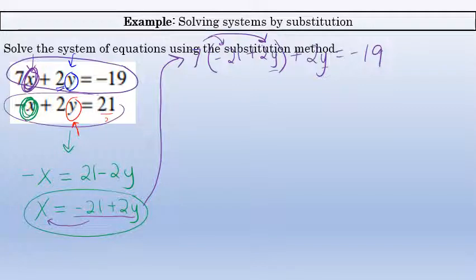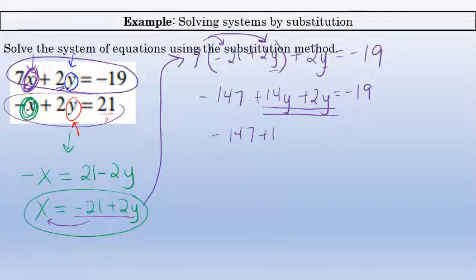And the hardest part of this might be the multiplication. 7 times -21 is -147. 7 times 2y is 14y. Plus 2y equals -19. Now in the next step, I'm going to combine the like terms. 14y plus 2y is 16y.